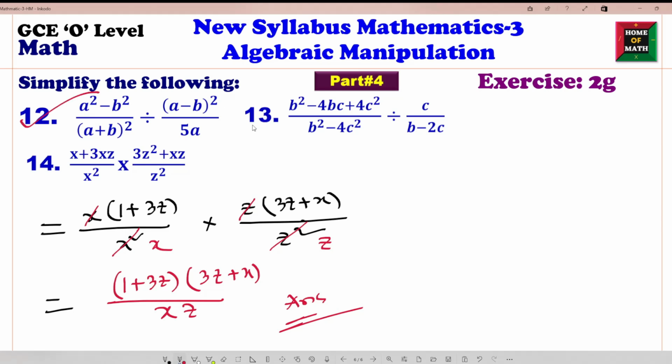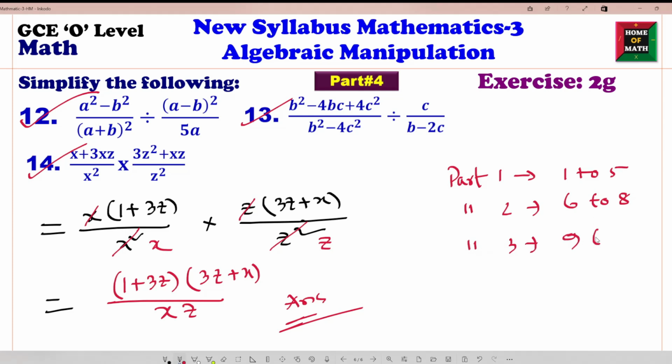It means we complete our part 4. Part 1 we completed 1 to 5. Part 2 we completed 6 to 8. Part 3 we completed 9 to 11, and this part 4 we already completed 12 to 14.